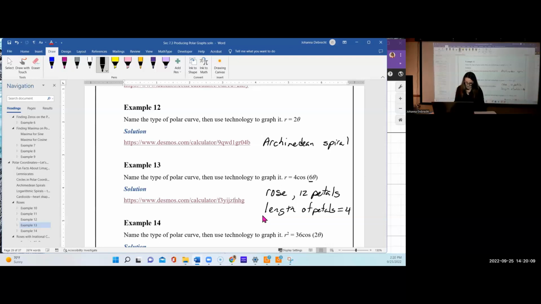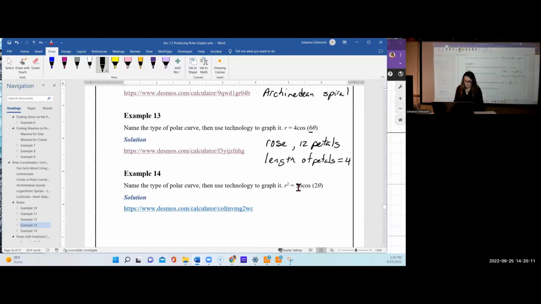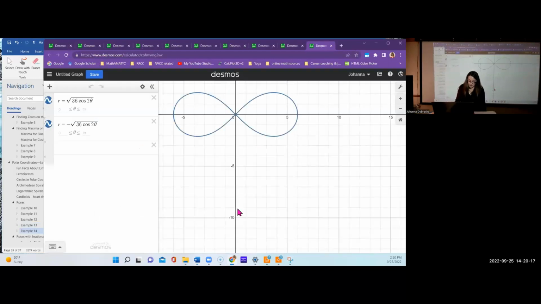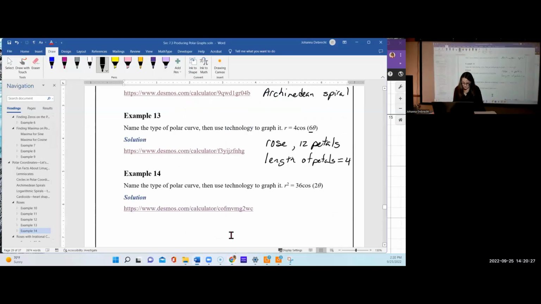All right, now this next one looks like a limaçon gate, so we can graph this one as well. Plot it. And there is a limaçon gate. This one happens to have x-axis symmetry, y-axis symmetry, and symmetry with respect to the pole. So it has all 3 types. So this is a limaçon gate.